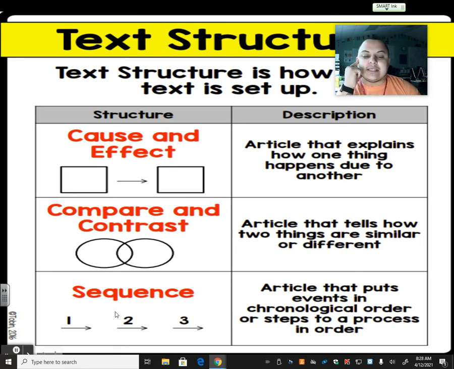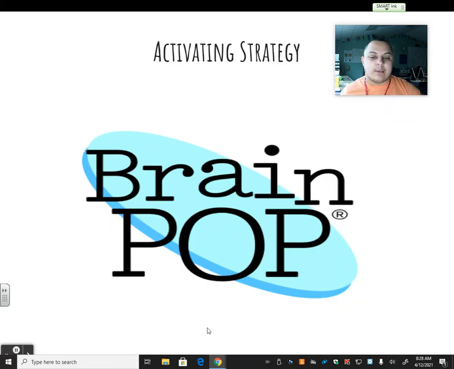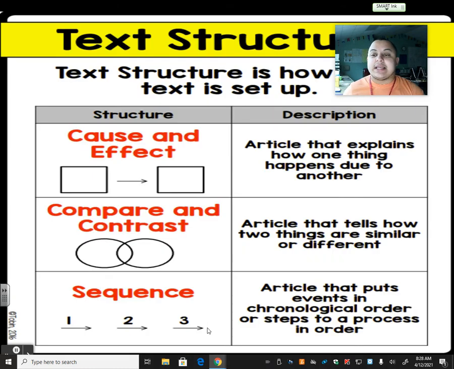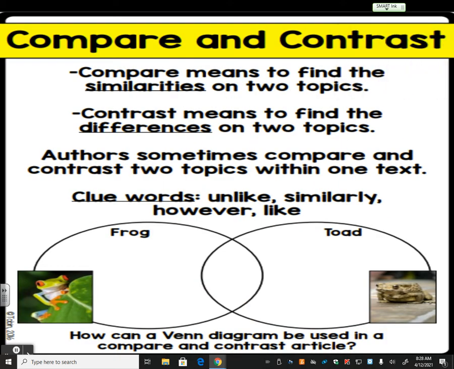Next is sequence. And if we look at these arrows, it goes 1, 2, and 3. That is when an article puts events in chronological order or steps to a process in order. Remember, anytime we talk about sequence, think back to when Miss Bennett and I made the PB&Js using the steps that you wrote.